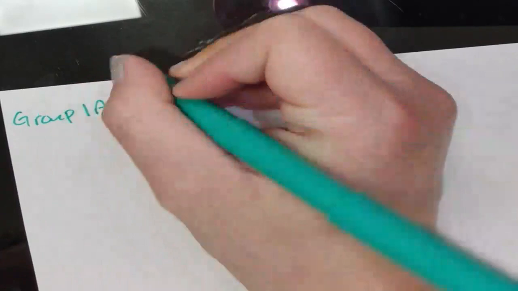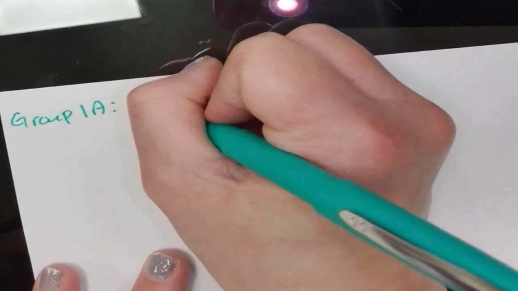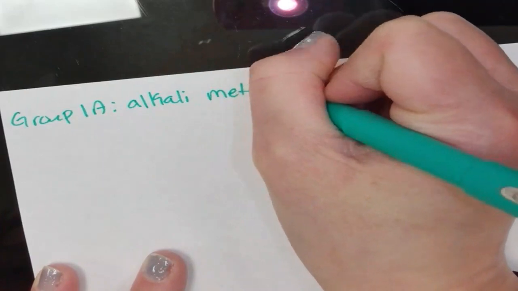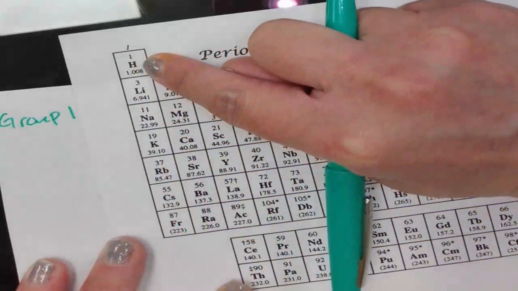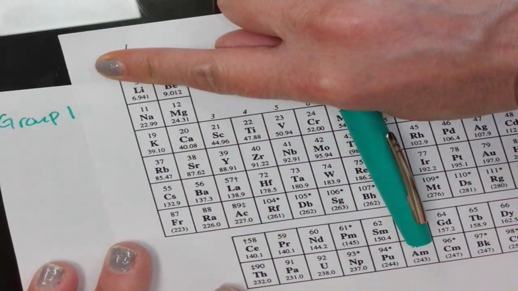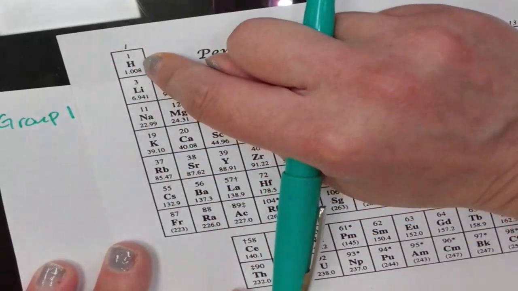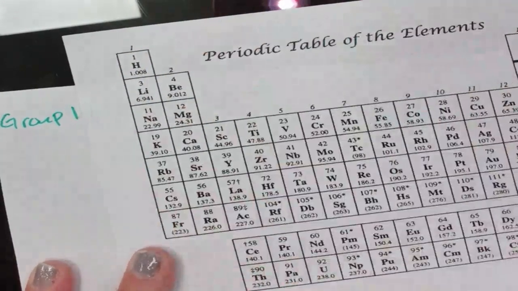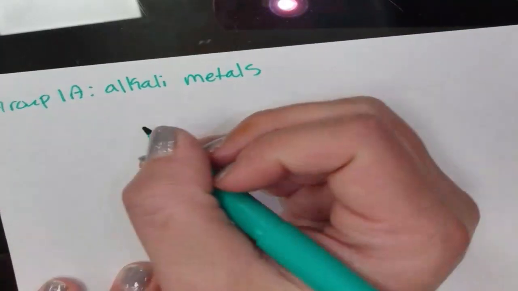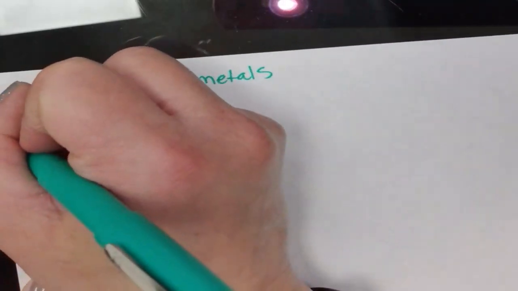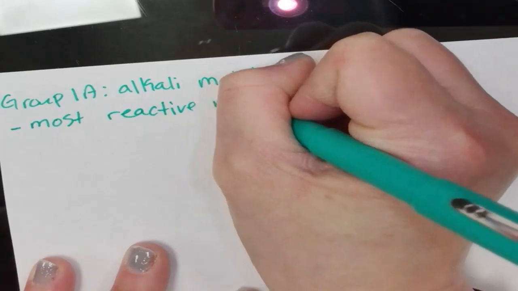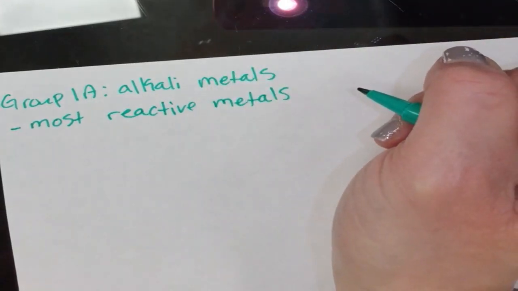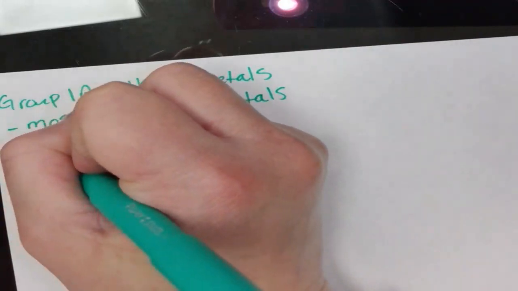So group 1A, these are our alkali metals. And there is an exception here to group 1A. We call them the alkali metals, but we know that hydrogen is a non-metal, so it's not part of the alkali metals. It's still in this group because hydrogen has 1 valence electron. What do we know about alkali metals? They are the most reactive metals. They are never found in nature as pure elements.